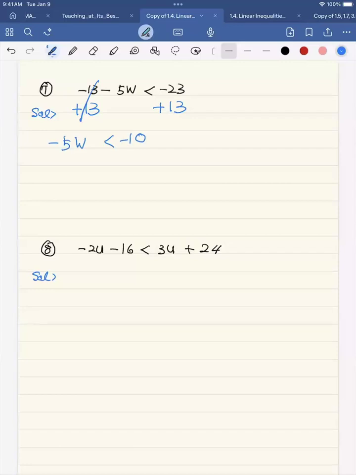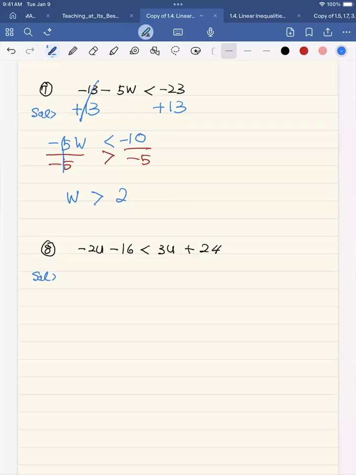So this time we have to divide by negative 5 on both sides. So we have to switch the direction. So those will cancel each other and w is greater than 2.